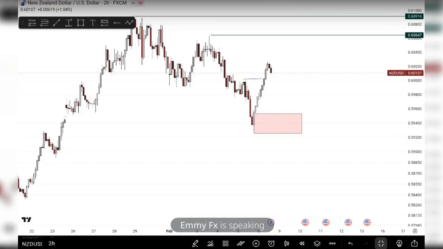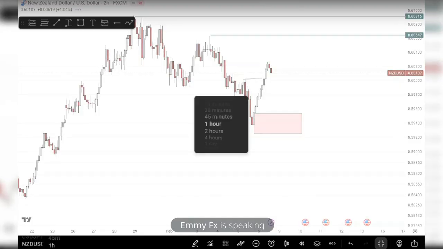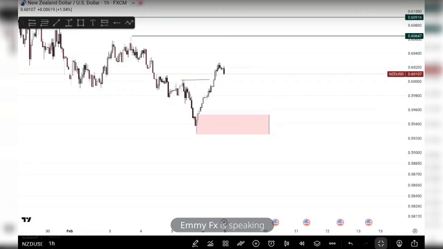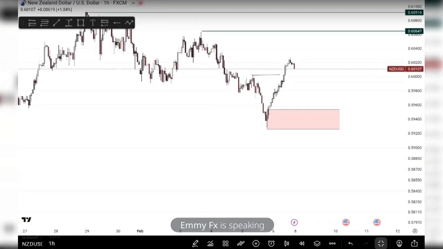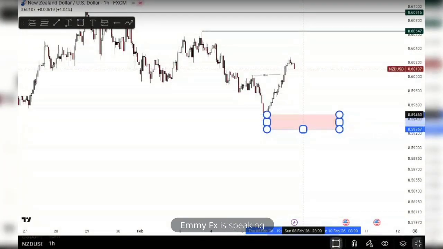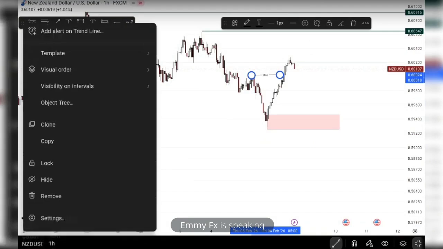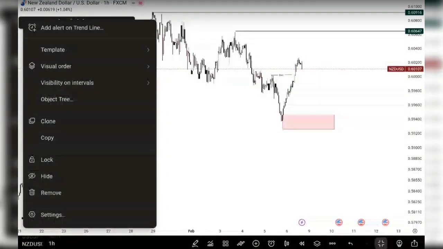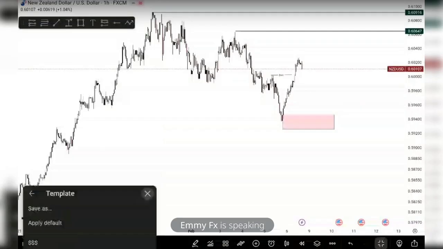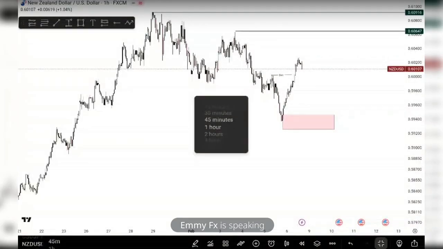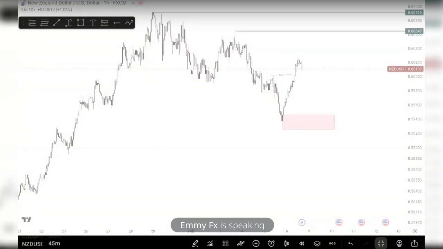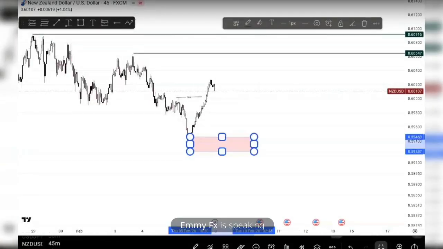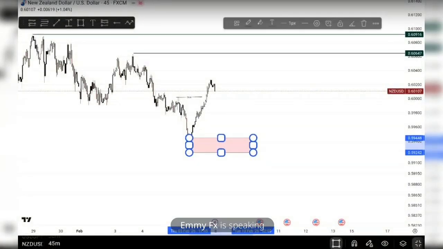Alright, so I want us to move to our 1-hour time frame. In the 1-hour time frame, I also just need to refine the order block. Now I want us to move to our 45-minute time frame. For the 45-minute time frame, we also need to refine the order block.